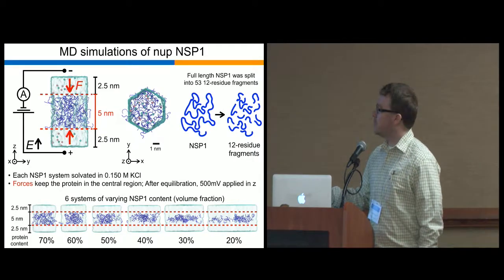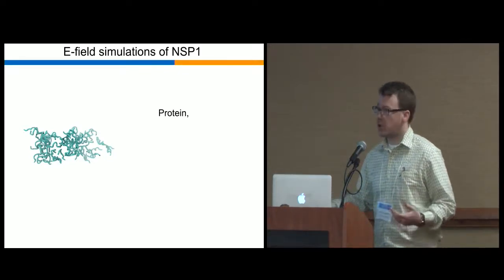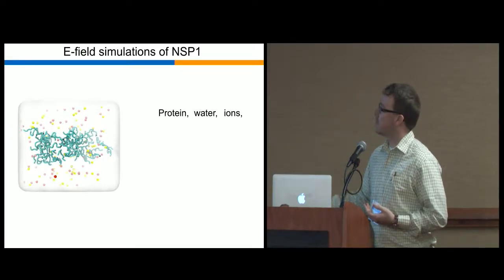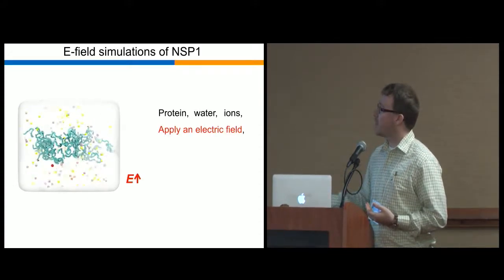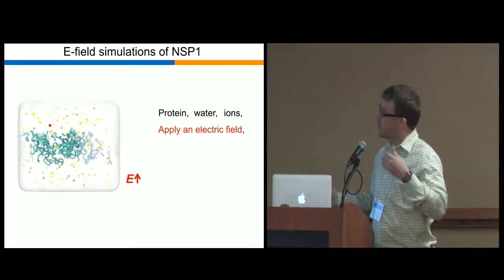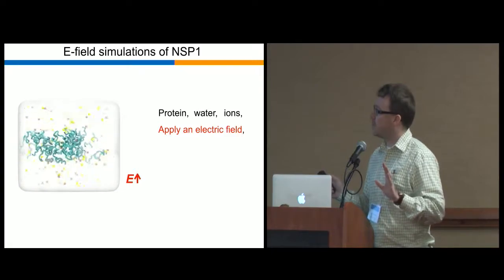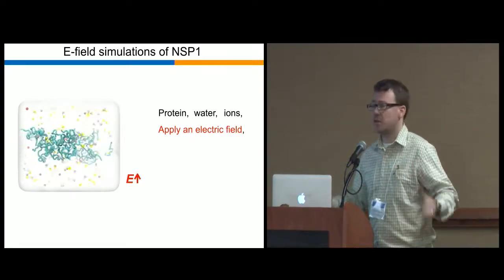And I'll show you the setup of one particular system. Starting with the protein, you then add water and ions. Now if you have good eyes, you can track this one particular potassium ion that I highlighted. You apply an electric field, and you can see that the motion of this ion is somewhat stochastic, like Brownian motion, but it has a preferred direction that goes along with the electric field.